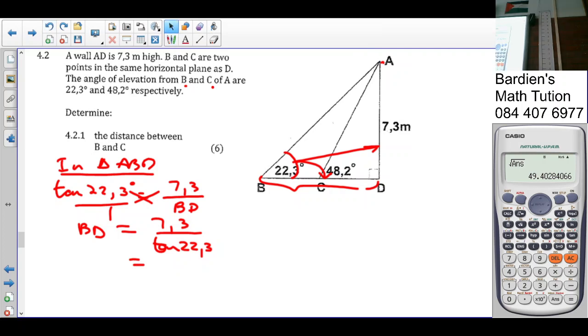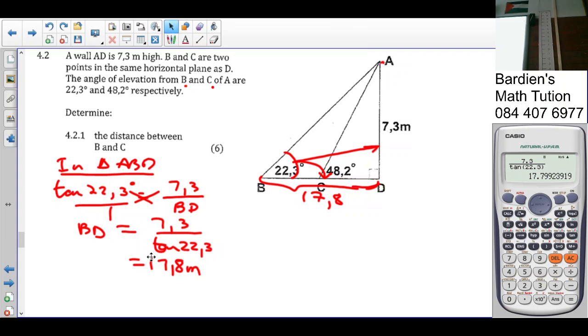It would be nice if somebody gave the answer. 7.3 over tan 22.3. The answer is 17.8. Okay, that didn't say to 2 decimal places or 1, so I'm going to say yes, still in any case 17.8 meters. So this length here is 17.8. You all okay with that?